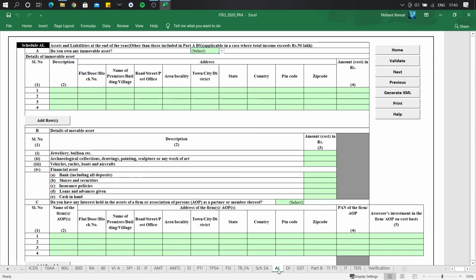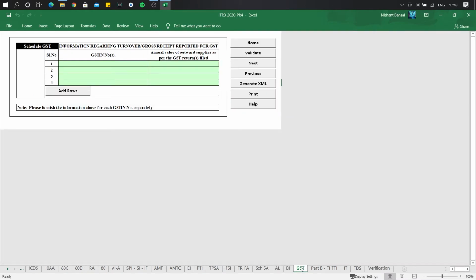In some cases, asset liabilities at the end of the year, which are being held by the assessee, are given, so we have to enter the amounts accordingly. Since it's a sample question, certain important and relevant things are being discussed here. It is possible that the details regarding the GST are given, so we just have to enter the GSTIN number here along with the annual value of output supplies, and we are done with this sheet.